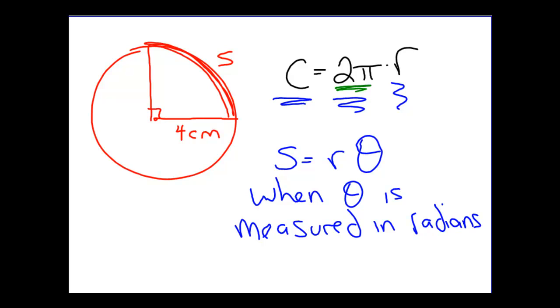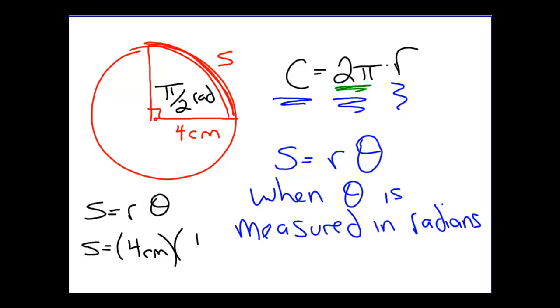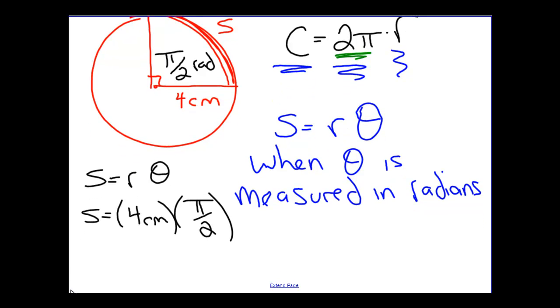And just as a check here, recall that if you look at the table we worked out previously, this 90-degree angle is an angle of pi over 2 radians. So if we were to plug these values into our arc length formula, s is equal to r theta, our arc length would be our radius, r, which is 4 centimeters, times our angle, which is pi over 2 radians. And notice that this will result in an arc length of 2 pi centimeters, the same value.